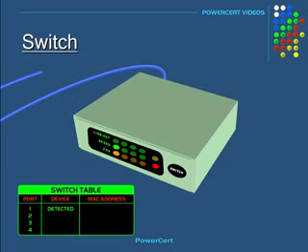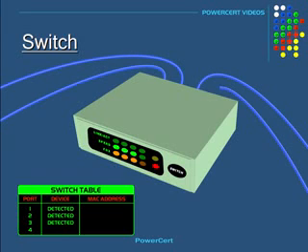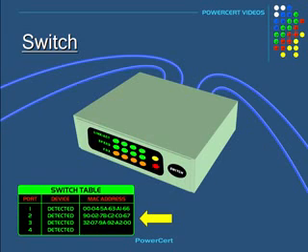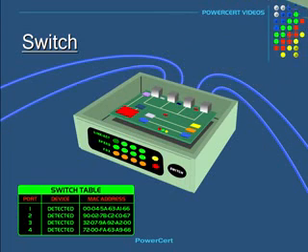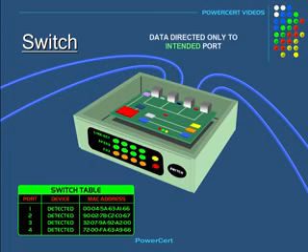Now a switch is very similar to a hub. It's also a device that has multiple ports that accepts Ethernet connections from network devices. But unlike a hub, a switch is intelligent. A switch can actually learn the physical addresses of the devices that are connected to it, and it stores these physical addresses, called MAC addresses, in its table. So when a data packet is sent to a switch, it's only directed to the intended destination port, unlike a hub, which would just rebroadcast the data to every port.